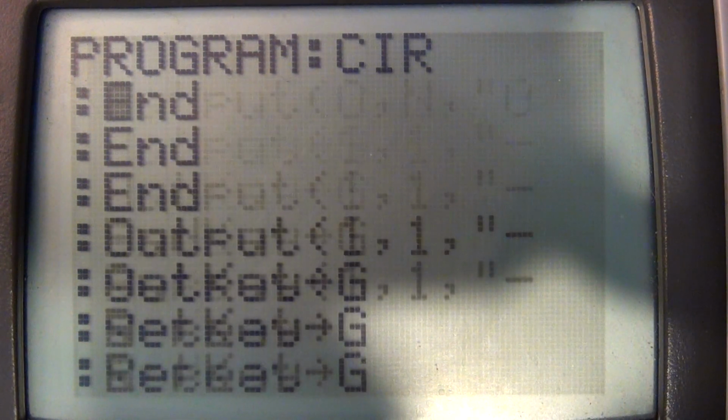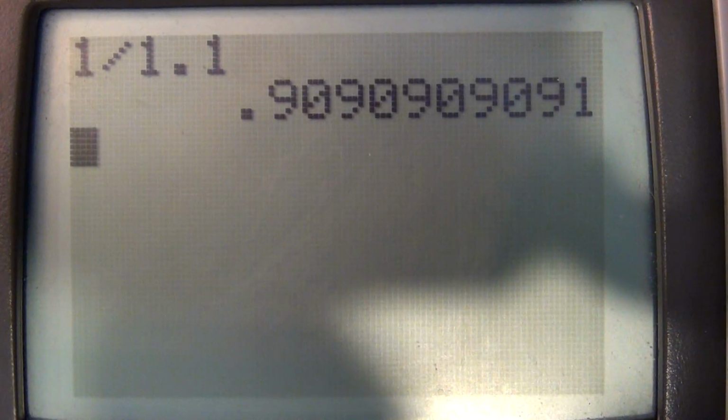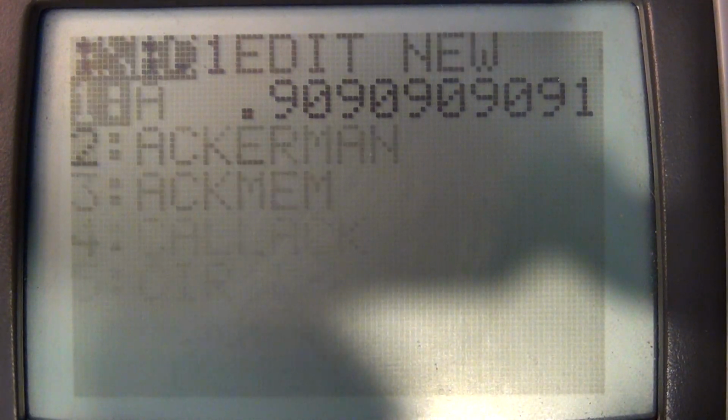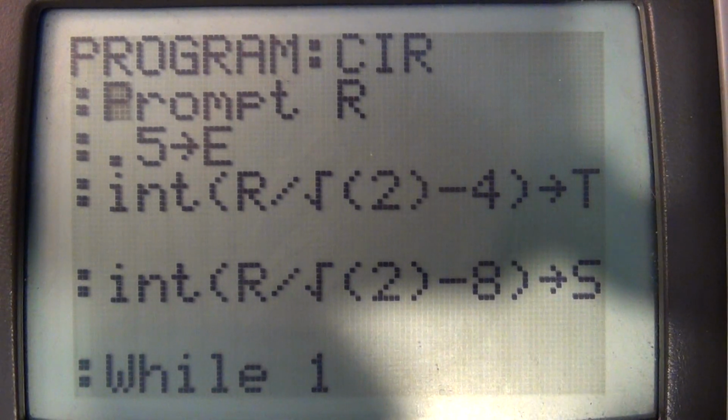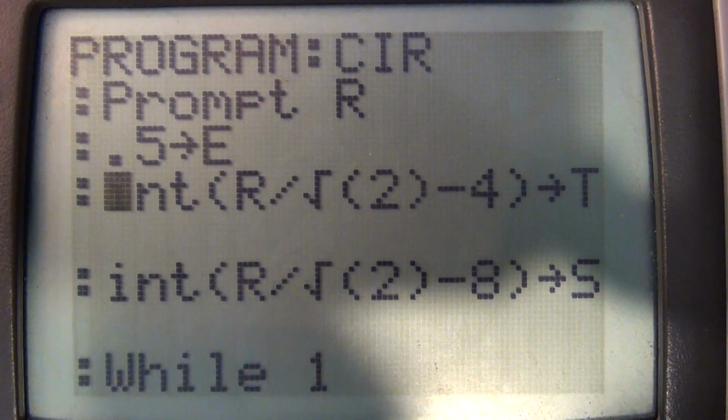And that's how you get it. Actually, what is that? 1 divided by 1.1. Yeah, so just a little more than 90%. That way when you increase it again, it reverses it.